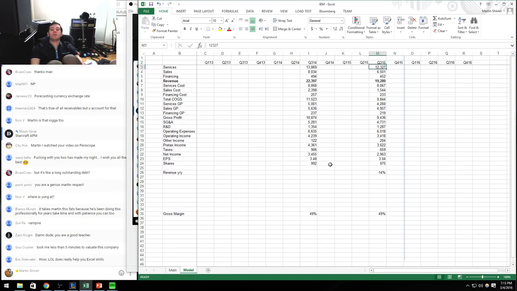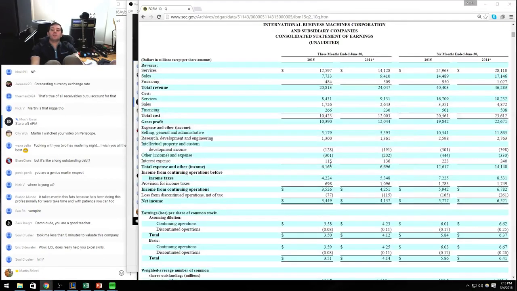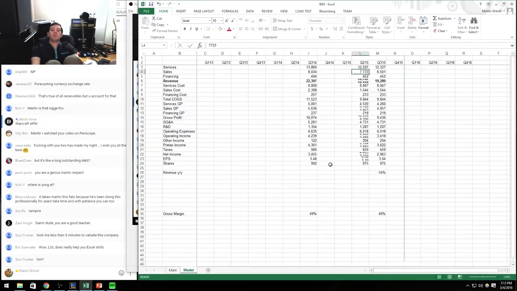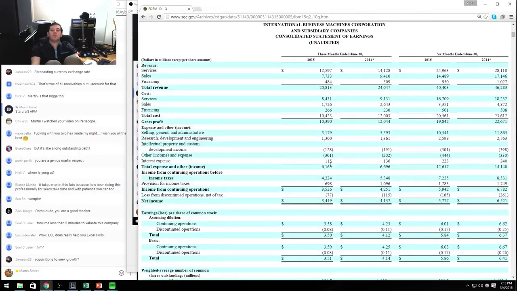So let's do the next quarter, Q2. And it gets easier after you set up the model. Plugging into each quarter is actually pretty easy.